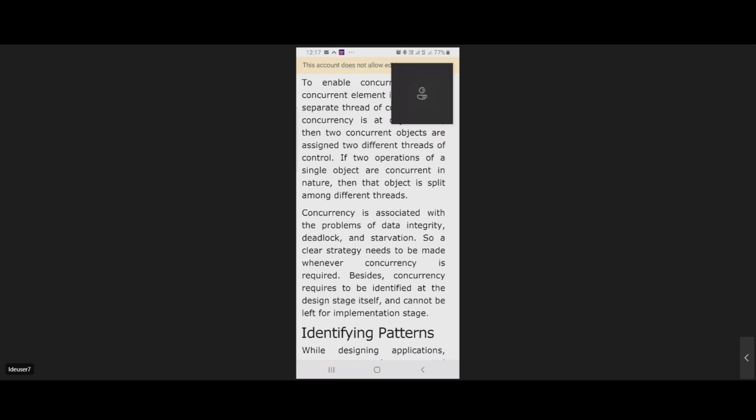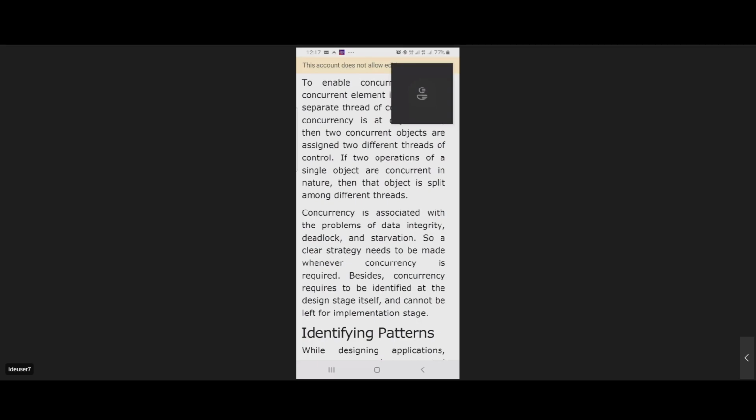The concurrency is associated with the problems of data integrity, deadlock, and starvation. So a clear strategy needs to be made whenever concurrency is required. So in design, the concurrency requires to be identified at the design stage itself and cannot be left for the implementation stage.